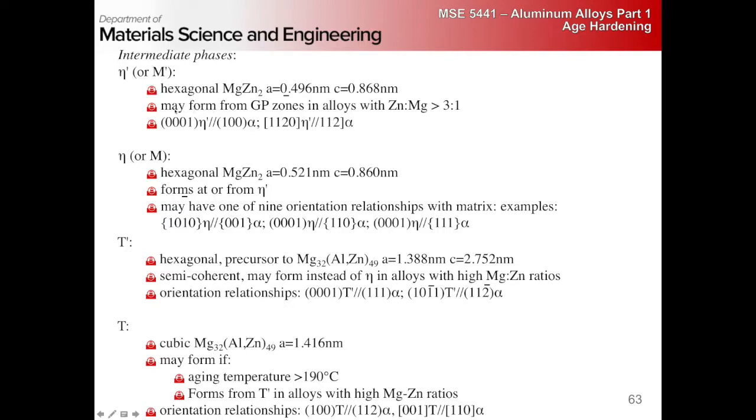The eta prime phase forms from GP zones, right? The eta will form from the eta prime. The T prime phase is semi-coherent, and depending on the composition, it may heterogeneously nucleate, may form instead of eta, right, in alloys with high magnesium to zinc ratios, right?